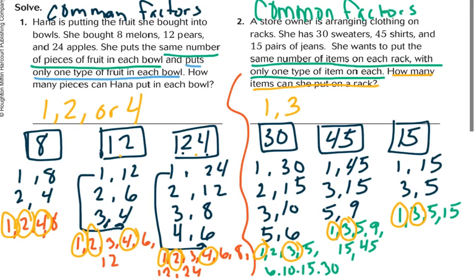And they all end in 0 or 5, so they all have 5 in common. And that's it. And this one should be pieces. Okay, next page.